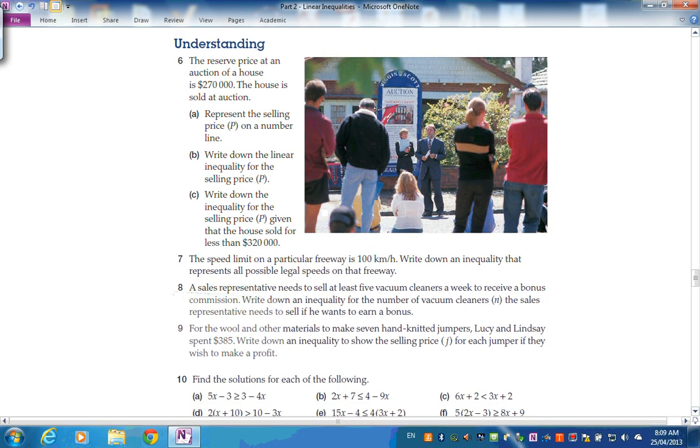6 through 9 there. Important here, a reserve price means you must get more than the reserve. I don't know whether you know much about auctions, but if there's a reserve price on something, it must be sold for more than the reserve. That might help you in that problem. So there's 6 through 9. So again, same process. Freeze it, have a go, and then toggle down to the solutions.